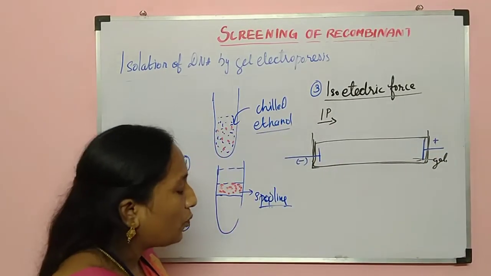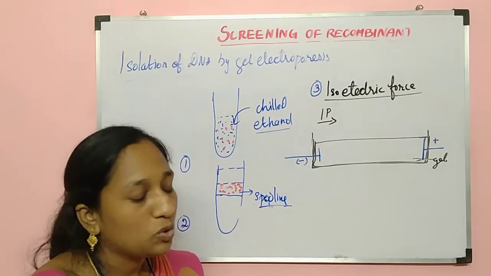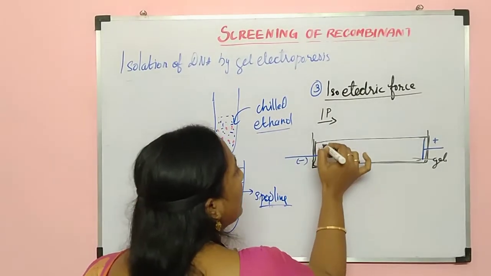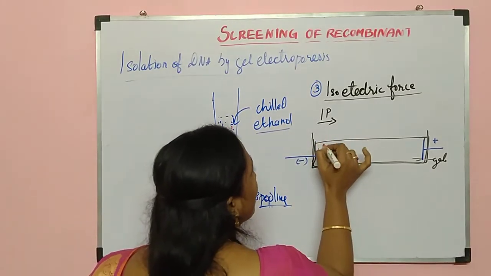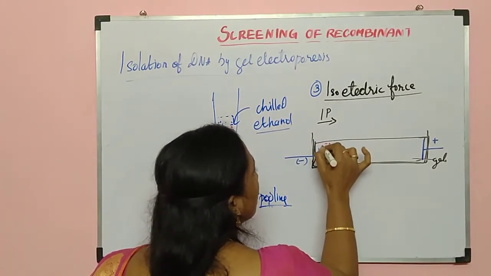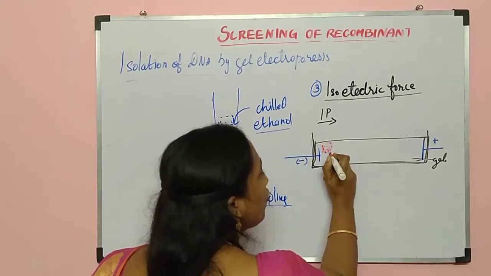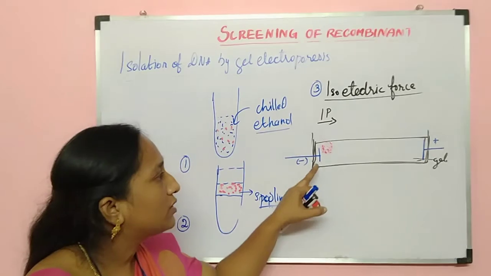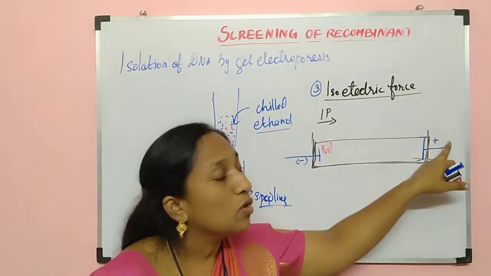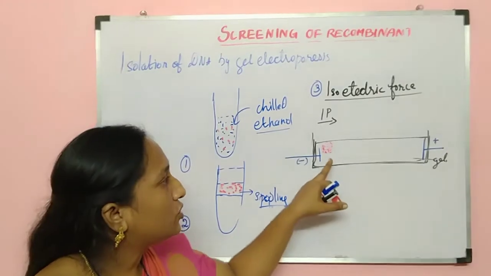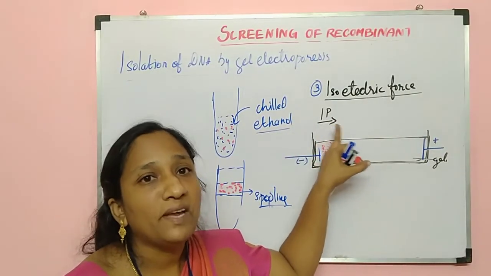Now, where do we pour the DNA? Already we know the DNA fragment has a negative charge. So if you pour the DNA here, they will start to move from the negative toward the positive charge, because the DNA fragment has a negative charge. Understood, children? But here we are adding one more technique, that is the pH technique.